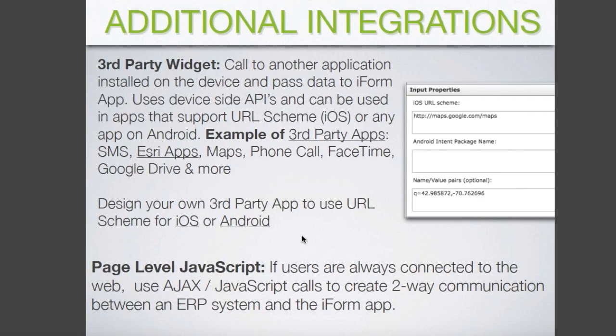And then just to briefly go through some additional integrations that are kind of fun and kind of cool, one is the third-party widget. When you're creating a form and you're selecting an input type, there's one called the third party. This allows you to call another application that's installed on your device, and it can pass data to the iForm app. For instance, you can make a phone call, or you could set up an SMS to take place. Maybe you will always have a phone number that you want the user to text if it's an emergency. Hopefully it's not an emergency if you're texting them, but you could also set up a phone call.